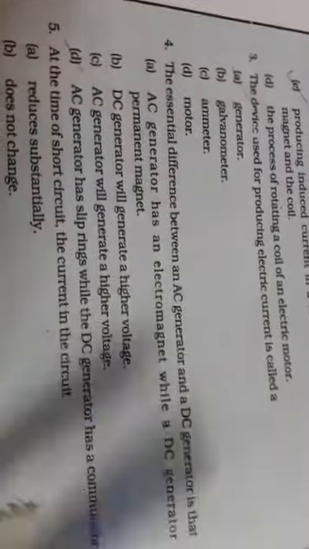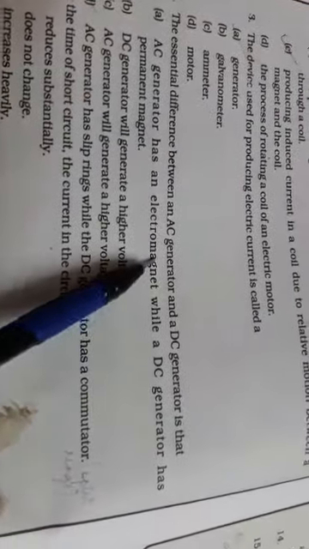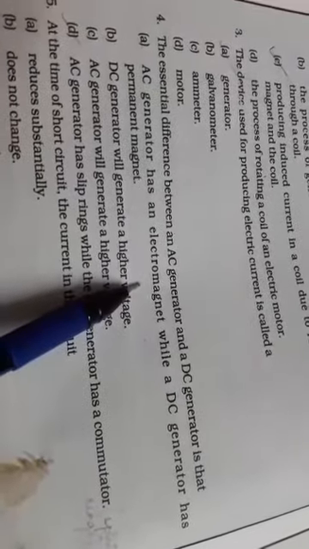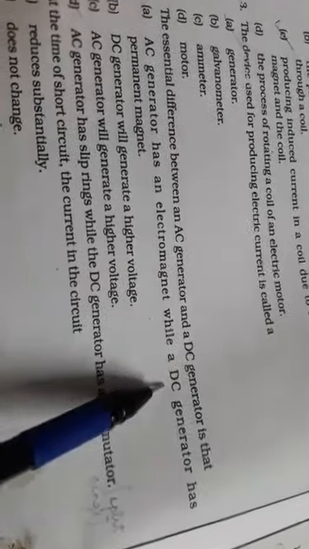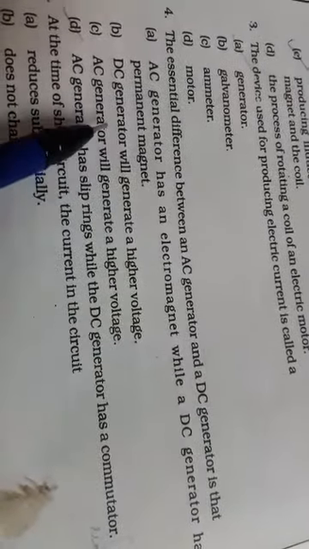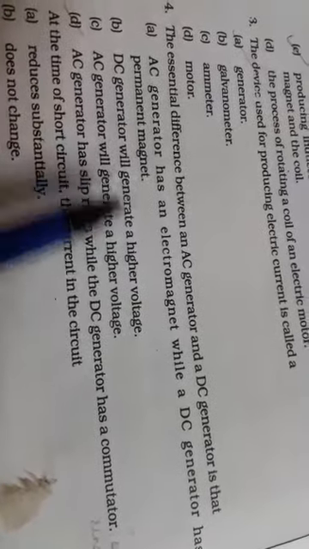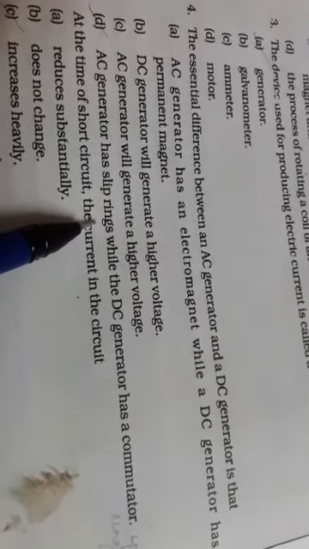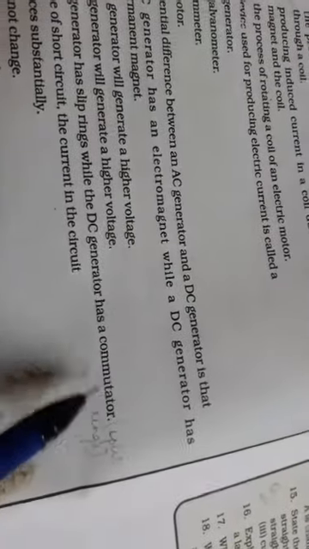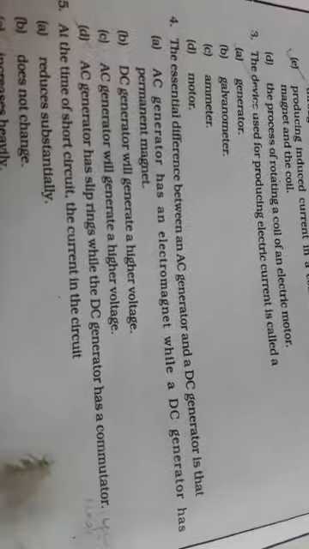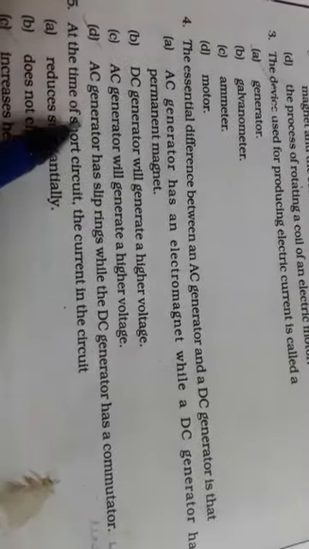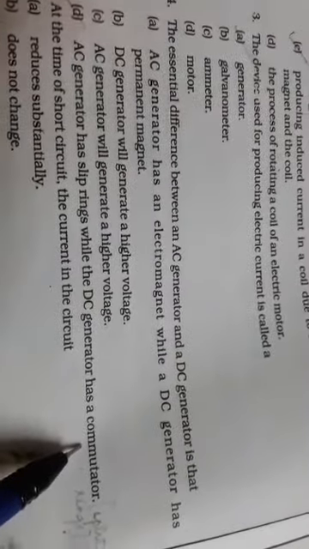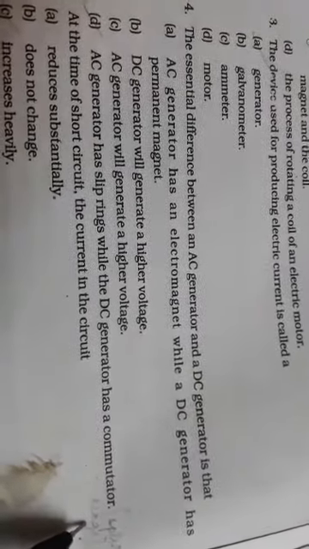Okay. Now, the essential difference between the AC generator and the DC generator is very important. AC generator has electromagnet, DC generator has permanent magnet. No. DC generator will generate higher voltage, AC will generate higher voltage. AC generator has slip rings and DC generator has commutator. Commutator means split rings. So the fourth option is correct: the AC generator has slip rings while the DC generator has a commutator. Commutator is also called split rings, which means these are half of the full rings.